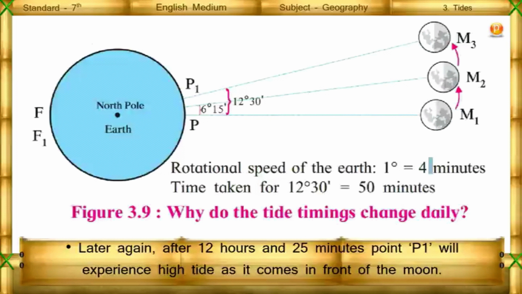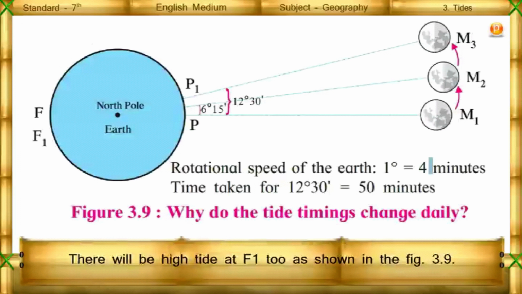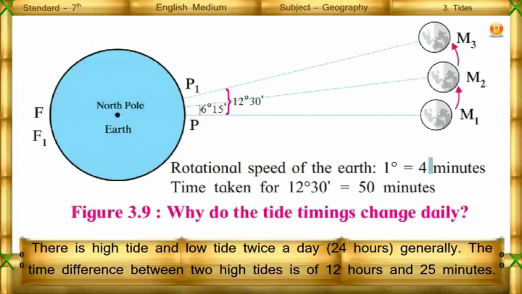Later again, after 12 hours and 25 minutes, point P1 will experience high tide as it comes in front of the Moon. There will be high tide at F12 as shown in figure 3.9. There is high tide and low tide twice a day, in 24 hours generally. The time difference between two high tides is 12 hours and 25 minutes.